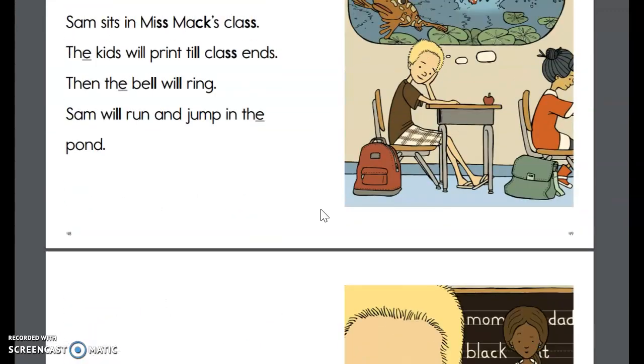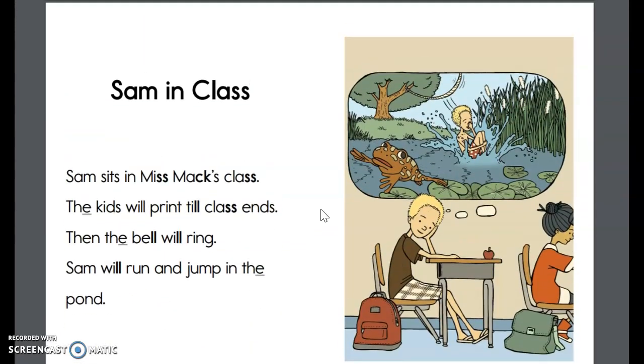So let's read this together this time. We're going to go slow and we're going to read it together. And then next time, you're going to read it yourself. Here we go.